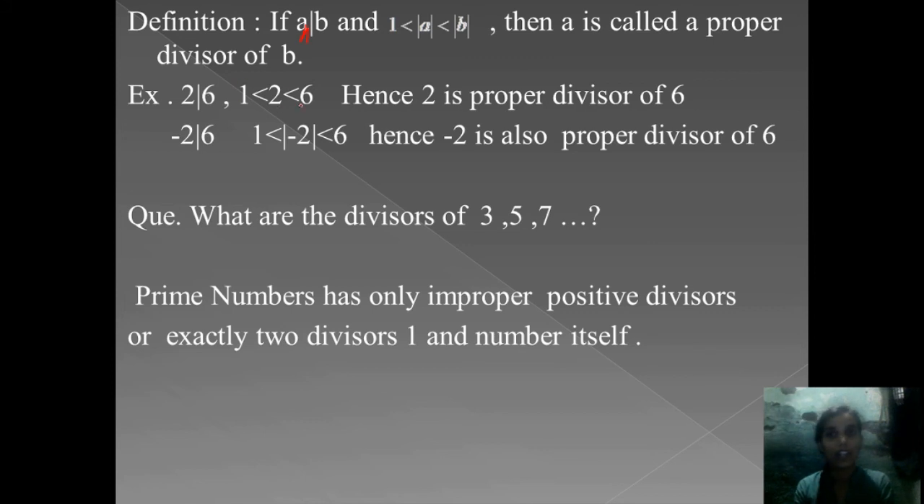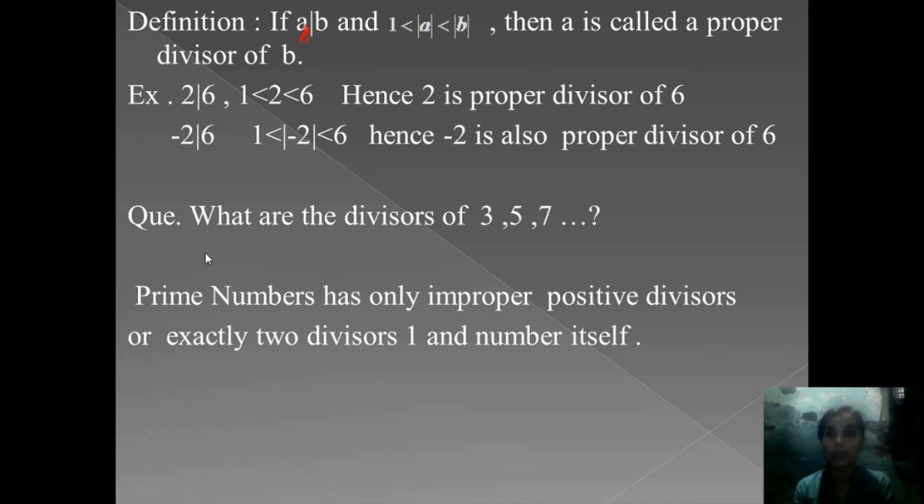and 1 is less than 2, which is less than 6; the modulus of 6 is 6, the modulus of 2 is 2. So 2 is a proper divisor of 6. Minus 2 divides 6, and 1 is less than mod of minus 2, which is less than 6. The modulus of minus 2 is 2, which lies between 1 and 6. So minus 2 is also a proper divisor of 6. So if the divisor lies between modulus of 1 and modulus of b, then that number is called a proper divisor of b.